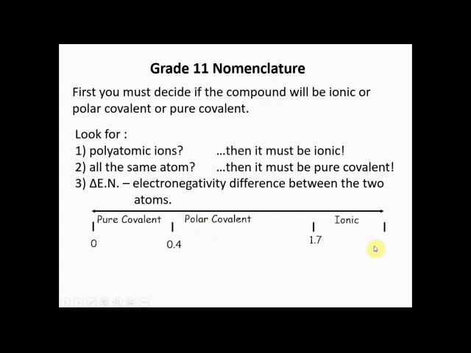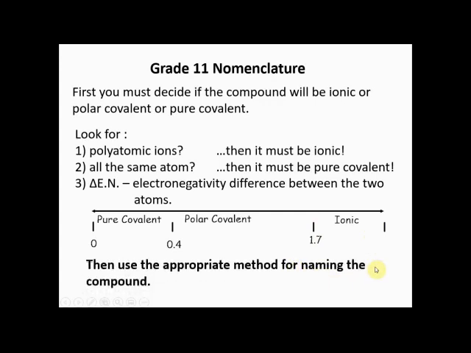If the electronegativity difference is greater than 1.7, then you have an ionic situation where the electrons essentially leave the one atom and join the neighboring one. And as a result, you get the formation of ions, and therefore it's an ionic compound. Then, of course, once you've decided what kind of compound you've got, you name it accordingly.